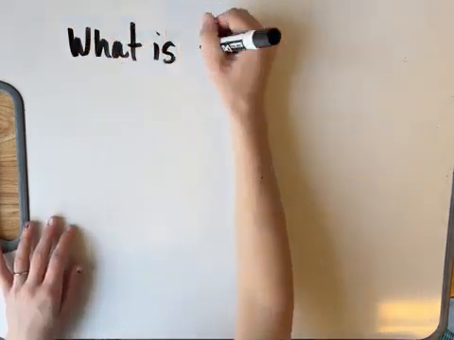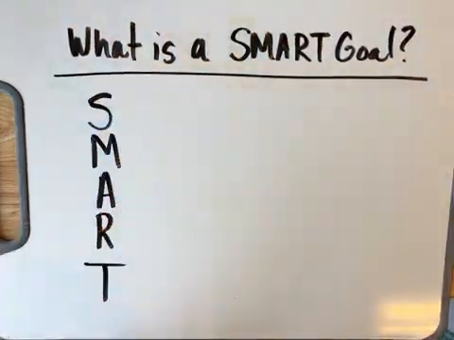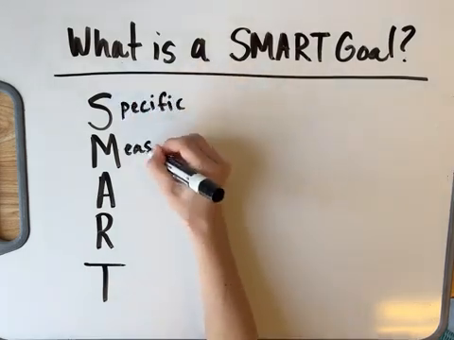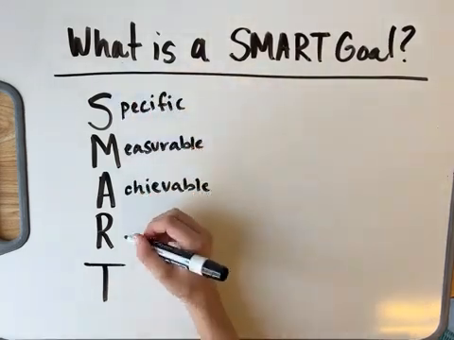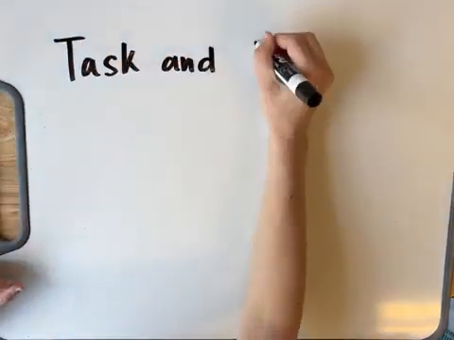First off, what is a SMART goal? The acronym SMART is a mnemonic device that stands for specific, measurable, achievable, relevant, and time-bound. SMART goals can be short-term or long-term and are often used for things like school and work. Let's create our own SMART goal as an example.